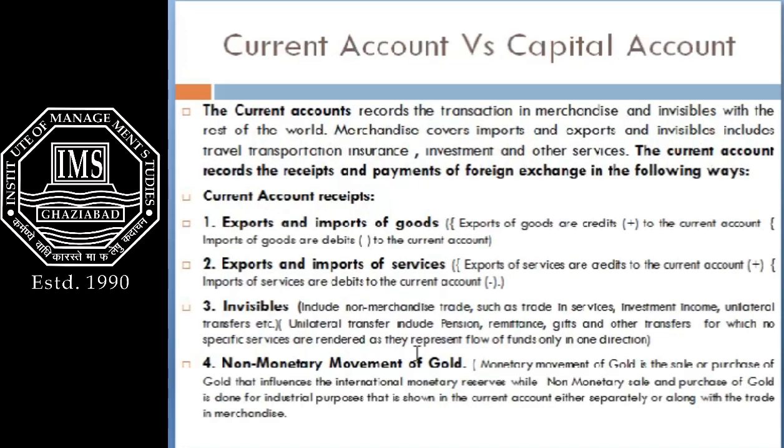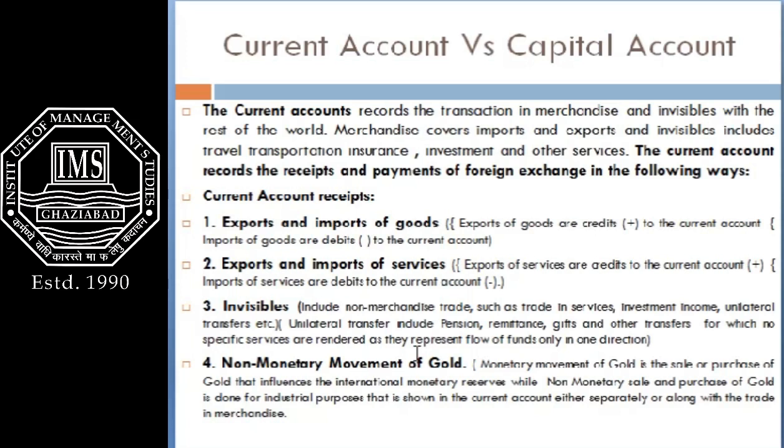Current account and capital account, we will discuss here. The current account records the transactions in merchandise and invisibles with the rest of the world. Merchandise covers the import and export, and invisibles include services, investment income, and unilateral transfers. Unilateral transfers include pension, remittance, gift, and other transfers for which no specific services are rendered, as they represent flow of funds only in one direction.